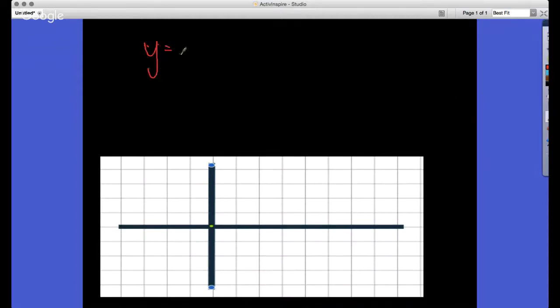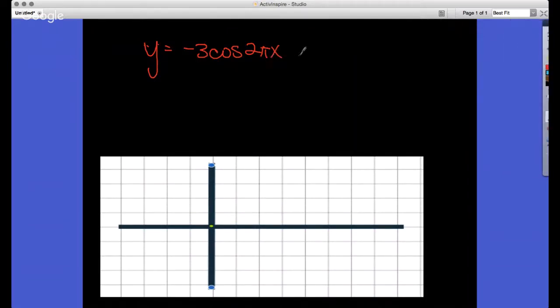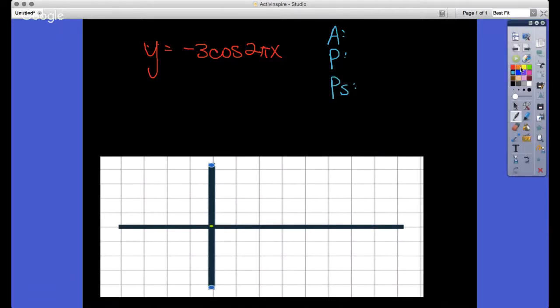All right. Let's check out this next one. y equals -3 cosine of 2 pi x. And that is a good one. I'll be honest, that's a really good one. Remember, with cosine, sine, secant, and cosecant, there are 3 things we need to find: amplitude, period, that's what the P stands for, and phase shift, that's what the PS stands for.